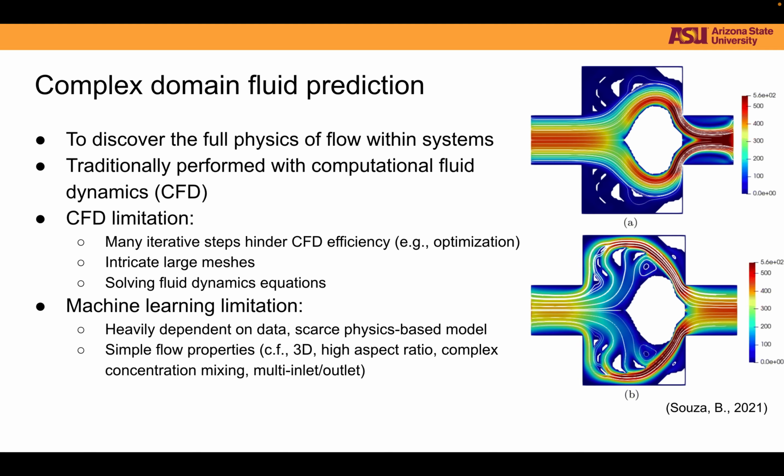However, when doing a literature review to see what sorts of problems have been solved using traditional machine learning methods, we find that traditional methods are heavily dependent on data, and there aren't really many that are physics-based. And for the ones that are physics-based, we see that they've only solved these simple flow problems compared to something that's 3D, high aspect ratio, or has multiple inlets and outlets. And so that's the target that we're going to be looking at.